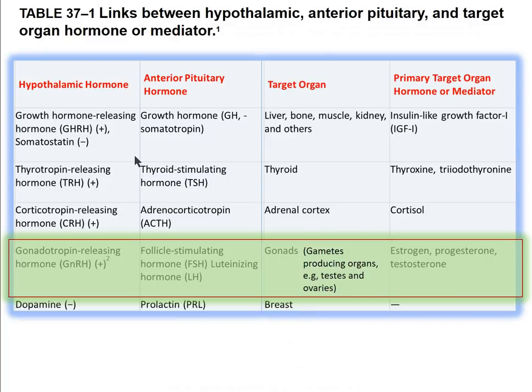And again, we have seen this so many times: which hypothalamic hormone is involved in this axis? It's called gonadotropin releasing hormone, because it triggers the anterior pituitary to release FSH, follicle stimulating hormone, and luteinizing hormone, telling these gonads or gamete producing organs like testes and ovaries to release these gonadal hormones: estrogen, progesterone, testosterone. So make sure that you remember and understand that.